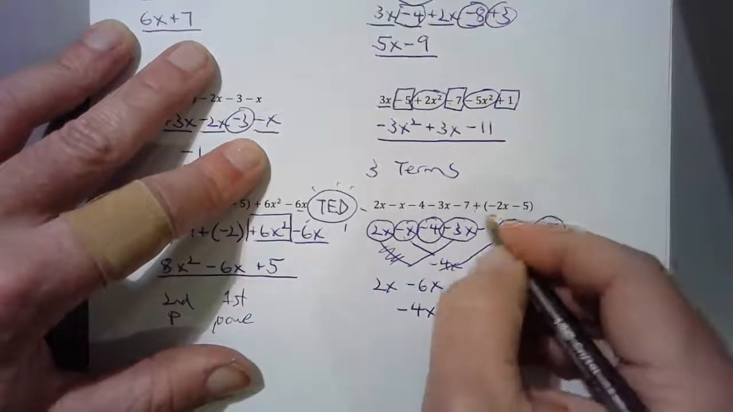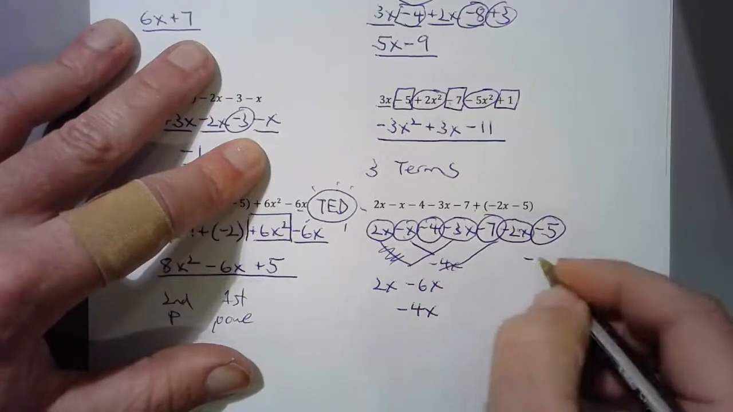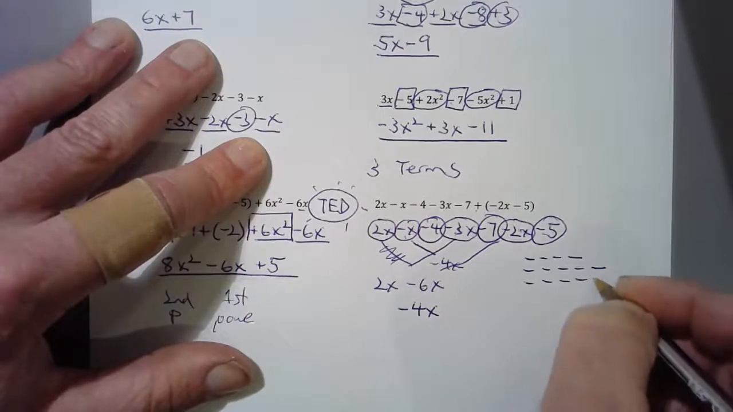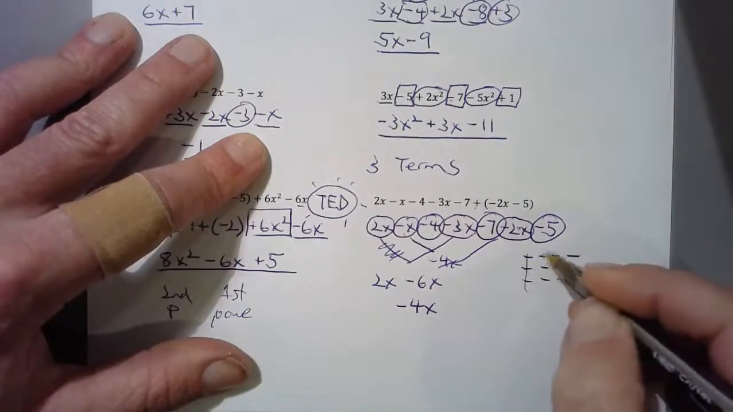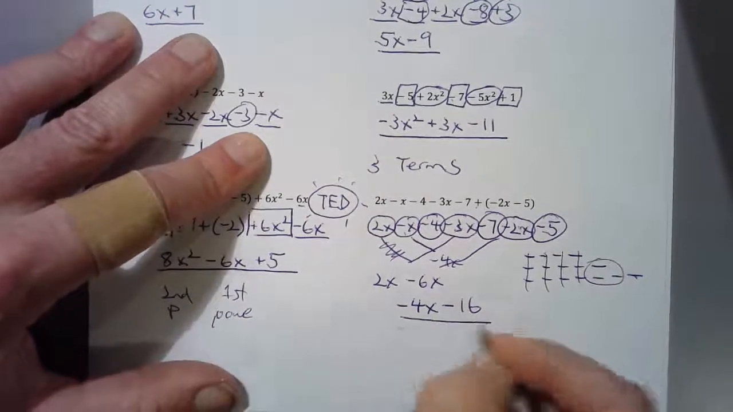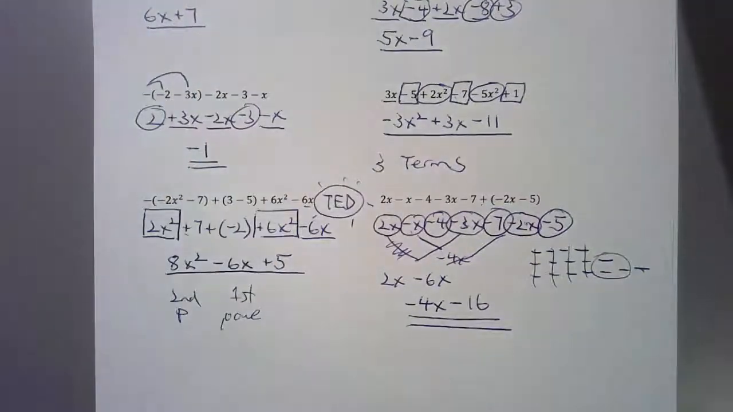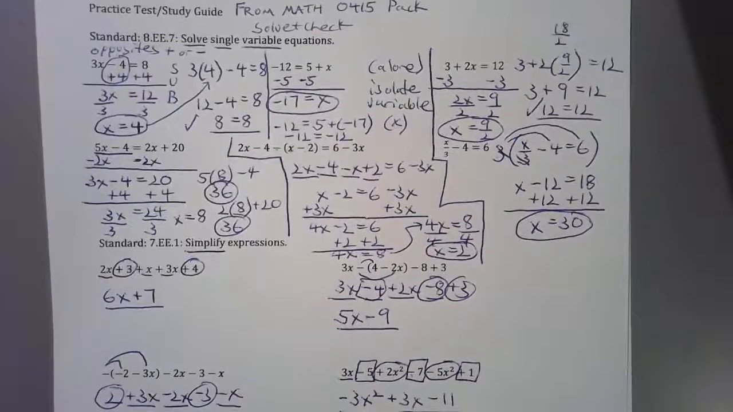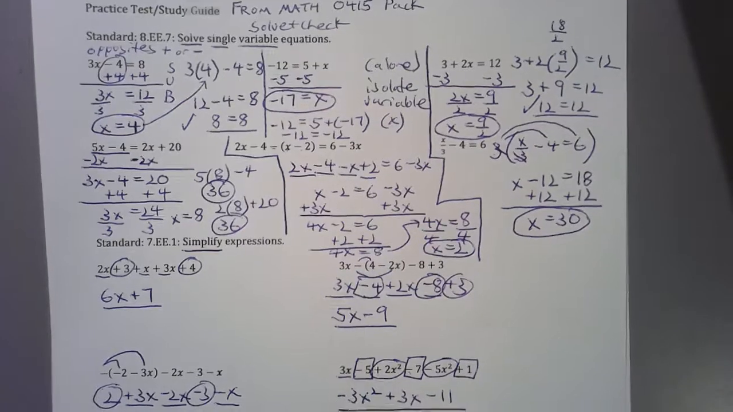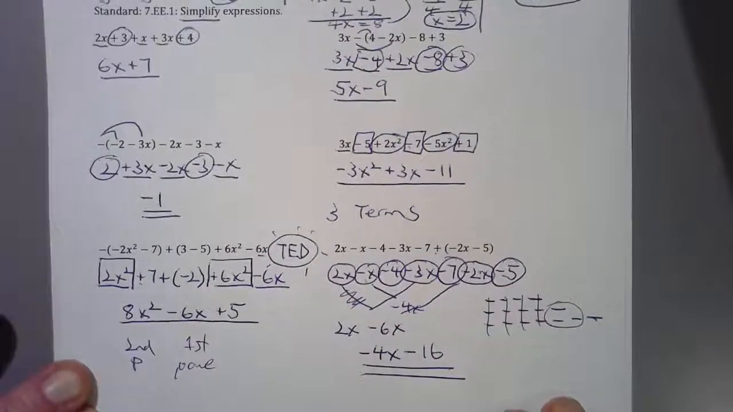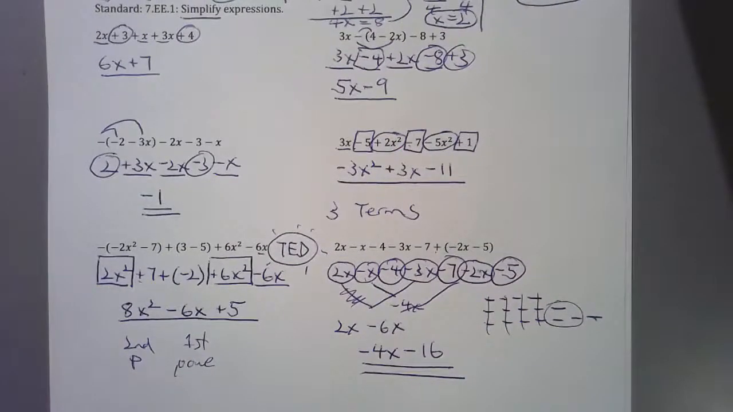Speaking of negative, we have 4, 5, and 7. 3, 6, 9, 12, 15, 16. Done. Okay, here's a chance for just a screenshot if you want. And then there's a chance for that screenshot if you want that.